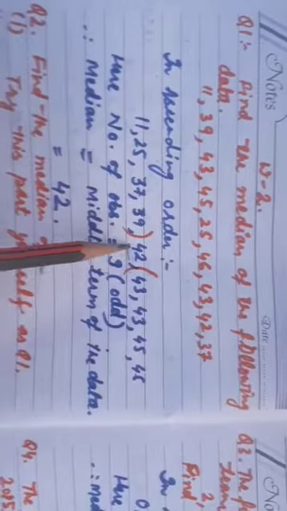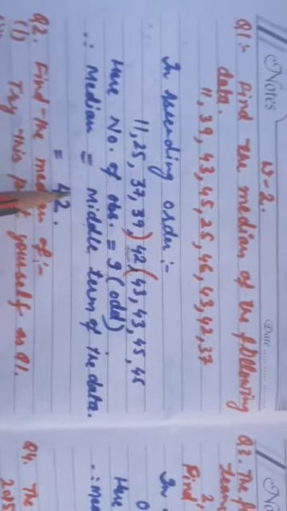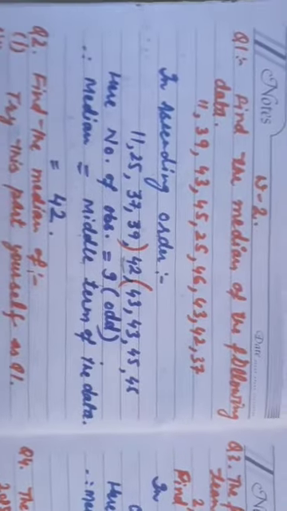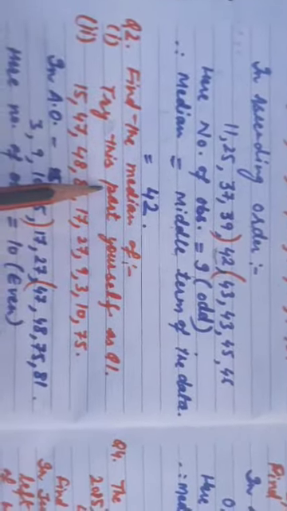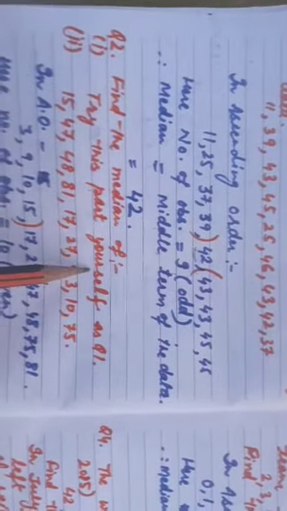One term is left, that is 42, it is in the middle. So therefore the median of the given data is equal to 42. The next part is same as question number 2. First part is same as question number 1. So this you have to do yourself.